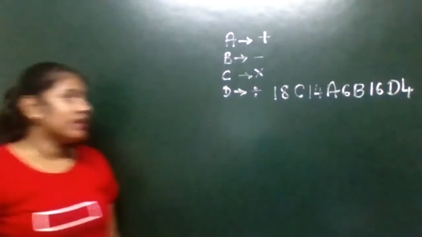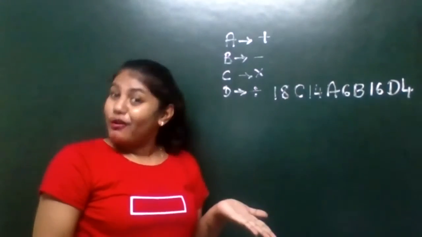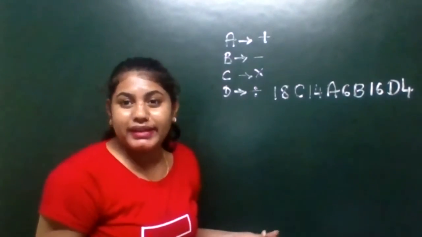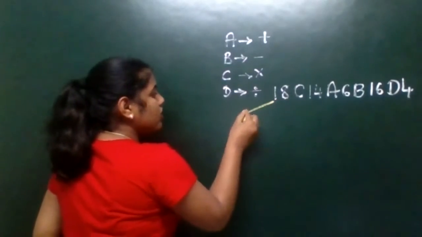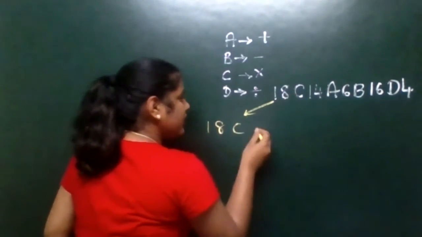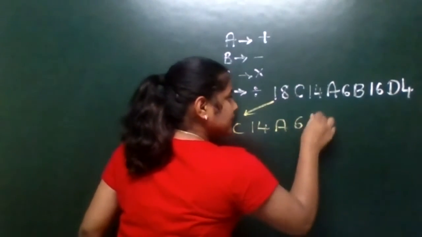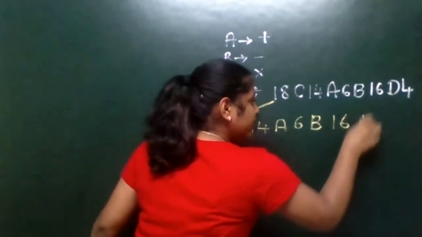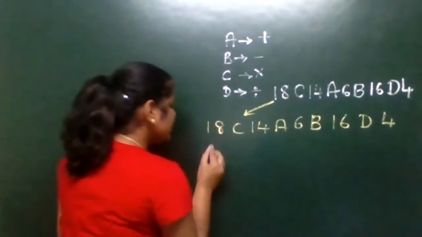Listen to me now. Until now they were giving only signs. Now they have given alphabets. It is very easy. Listen carefully. What is my first step? Take down the question: 18C14A6B16D4. What is my second step? My second step is to replace the signs.